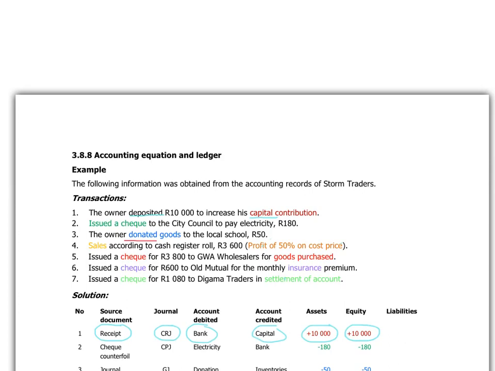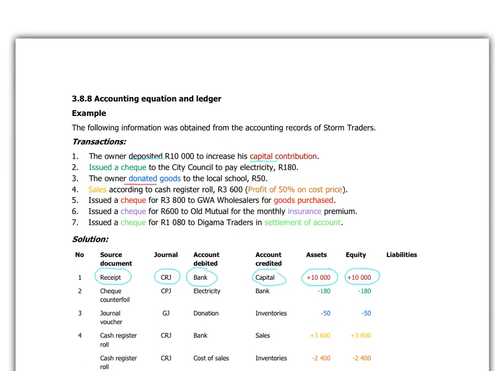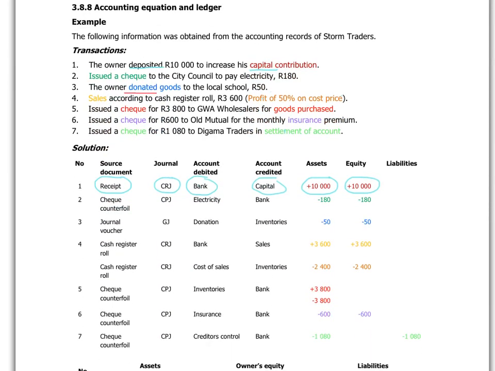If we look at this entry, it means that we will show that our inventories decrease and that donation increase. The donation account will be debited because expenses increase on the debit side. Inventories account will be credited because inventories reduced. Donation is an expense that will reduce the profit, so equity will decrease with 50. Inventories is an asset. We have less inventory, so the assets decreased with 50 rand.